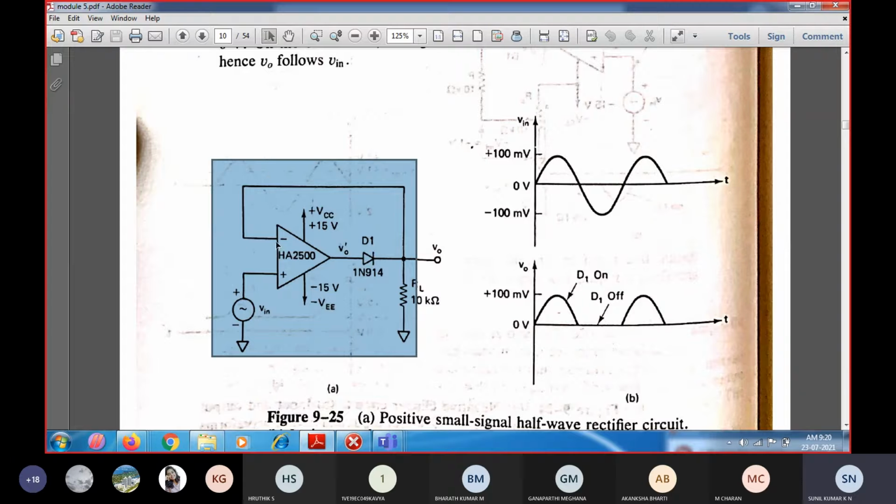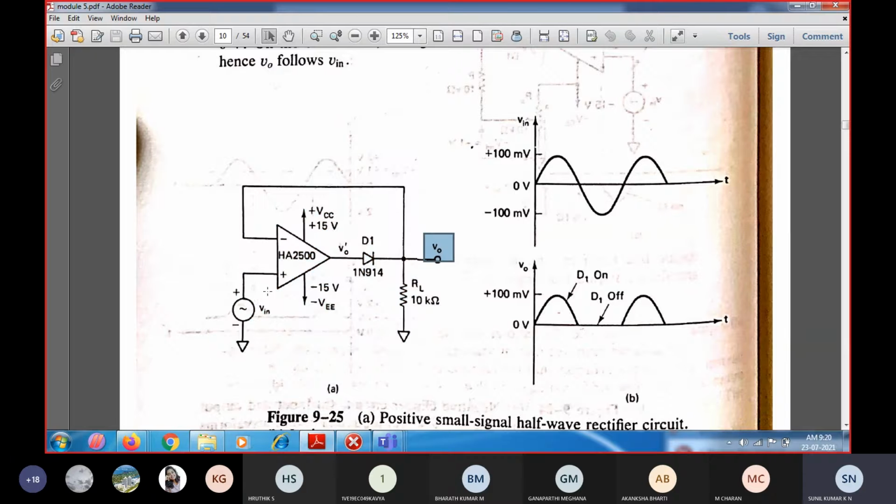Since there is no feedback resistor, the entire output has been fed back to the inverting input. So as soon as you apply the input, within a fraction of a second the inverting terminal will be the same as the non-inverting terminal. That means the output is going to follow the input signal.